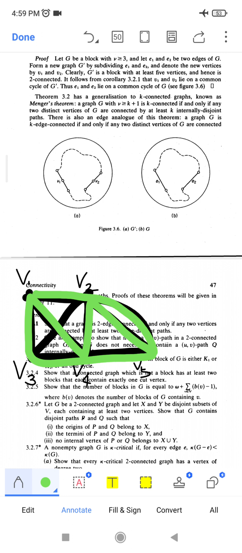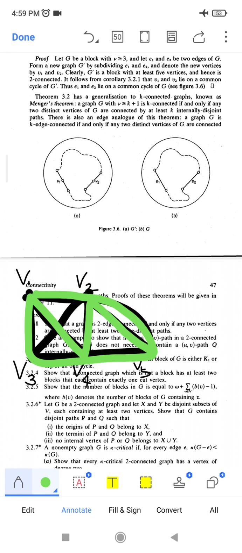So you can check all the other pairs of distinct vertices. You can find three internally disjoint paths. By generalizing, we can say that a graph is k-connected if and only if any two distinct vertices of the graph are connected by k internally disjoint paths.